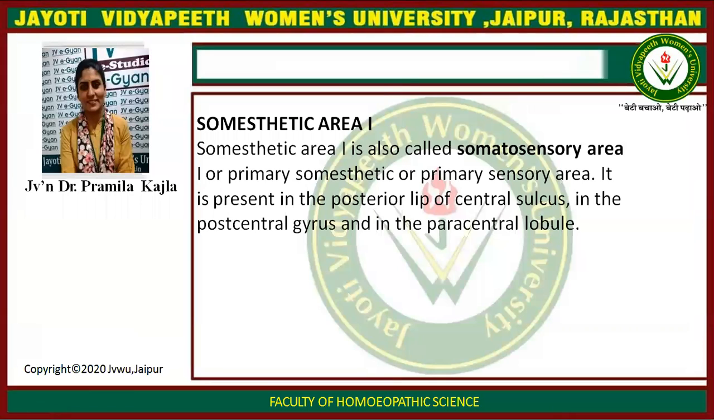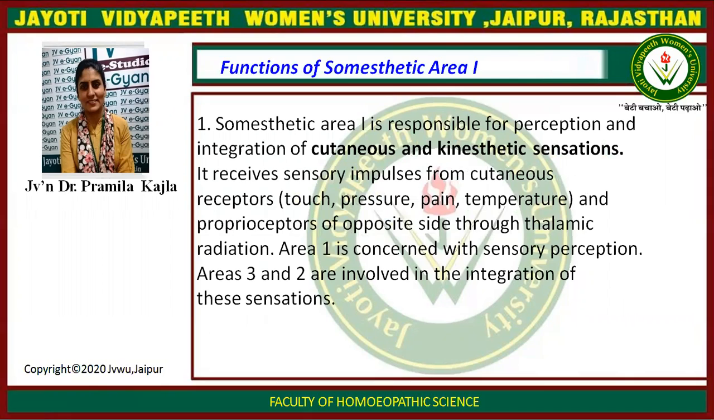Somesthetic area first. Somesthetic area first is also called somatosensory area first or primary somesthetic or primary sensory area. It is present in posterior lip of central sulcus, in the post-central gyrus, and in paracentral lobule. Functions of somesthetic area first.